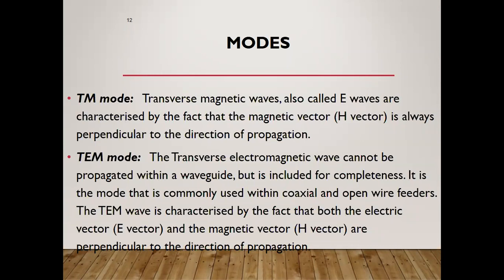This mode is commonly used within the coaxial cable, or you can say the wired feeders. Both the electric as well as the magnetic field are perpendicular to the direction of propagation. The electric field is denoted by the E vector, the magnetic field by the H vector. Remember, both are perpendicular in the TEM, because in the TE and TM they are also perpendicular to the direction of propagation. In the TM it is related to the E waves, in the TE to the H waves, vice versa. But if you are talking about the TEM, both will be present and both are perpendicular to each other.